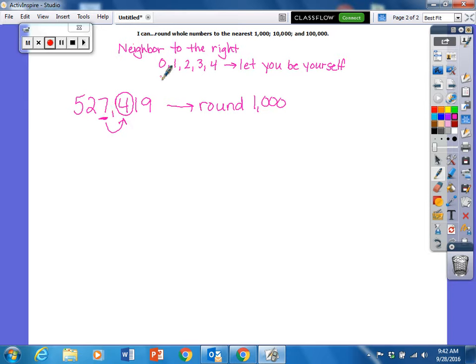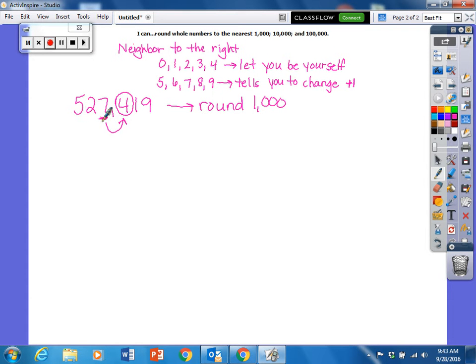Okay? If your number next door, if your neighbor is a 5, 6, 7, 8, or 9, your neighbor's kind of bossy and tells you to change. And when your neighbor tells you to change, they want you to go up by 1 digit. So when your neighbor is bossy, they want you to go up and change. When your neighbor is not bossy, it wants to let you be yourself.